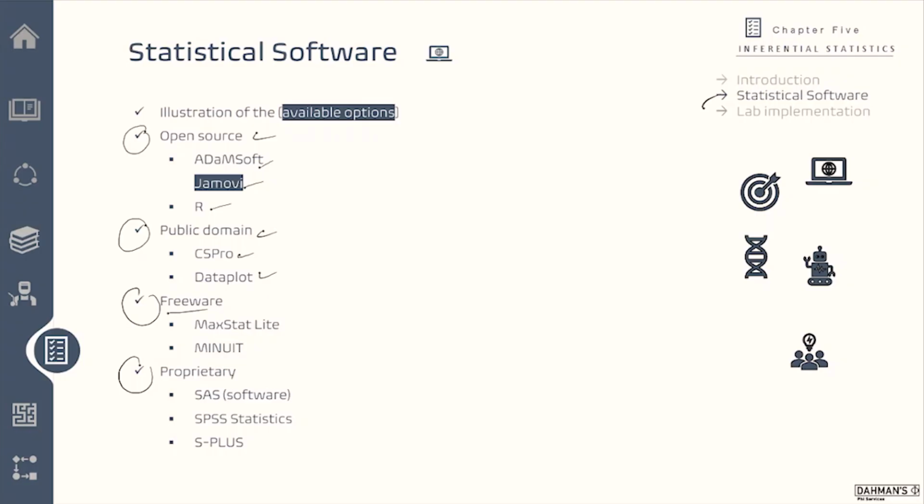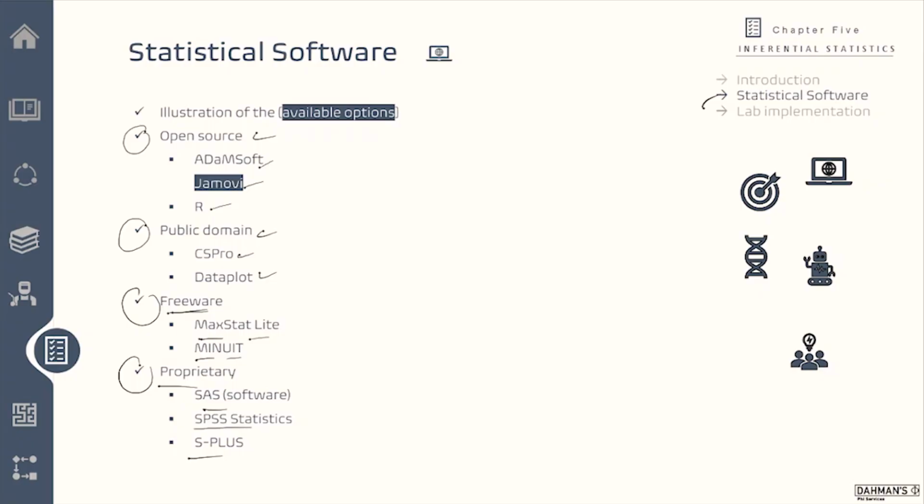Also, you might want to look at some freeware. Freeware are actually statistical software, or software in general, that are available to be downloaded for free, but you need to agree to the agreement the creator of the software is looking for. For example, you might look at MaxStat Lite or the Menu software. Finally, if you wish to have something much more customizable for your needs, you may want to check some of those available proprietary software. The most popular ones, perhaps, are the SAS software, SPSS Statistics, or S+.